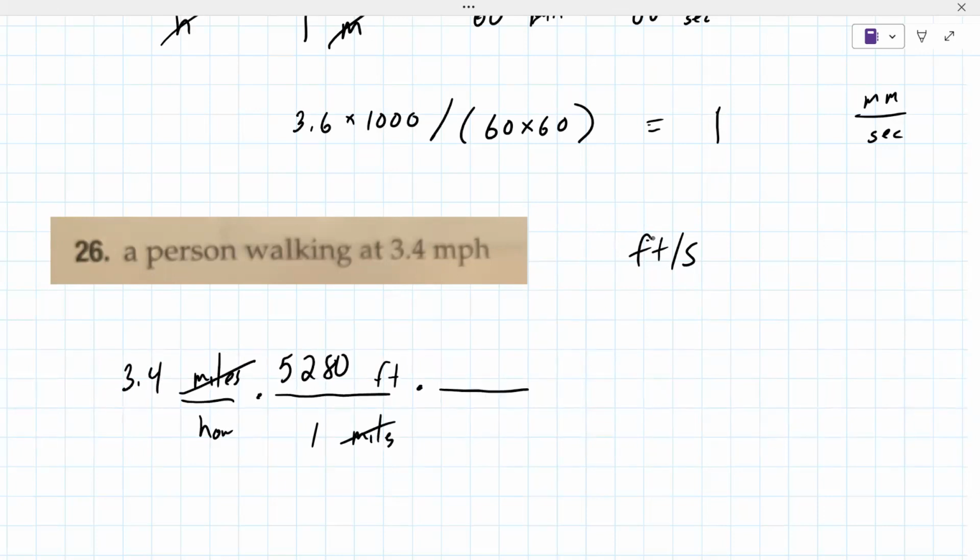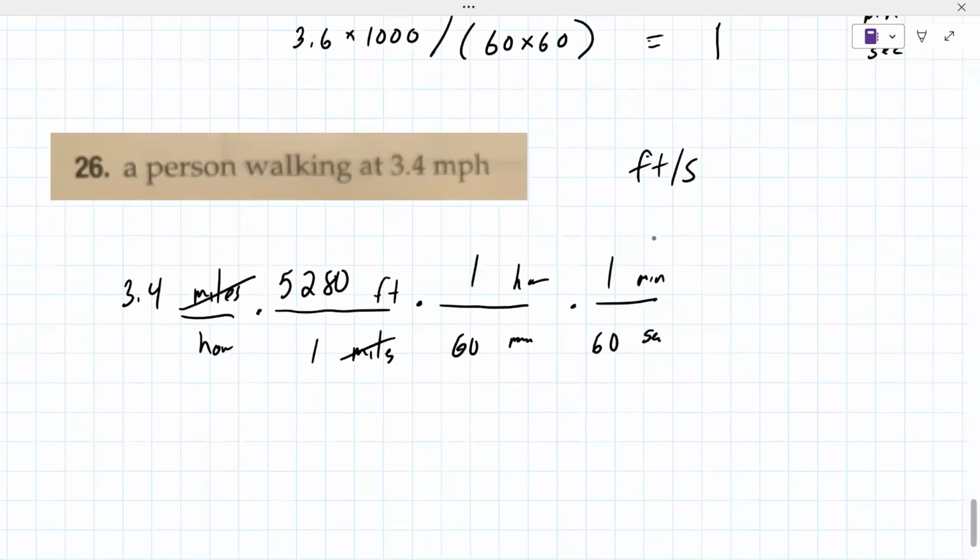And an hour to minutes. 1 hour is 60 minutes. And then minutes to seconds. In 1 minute, 60 seconds. So this is a lot like the last one. You're going to multiply the top numbers and multiply the bottom numbers.